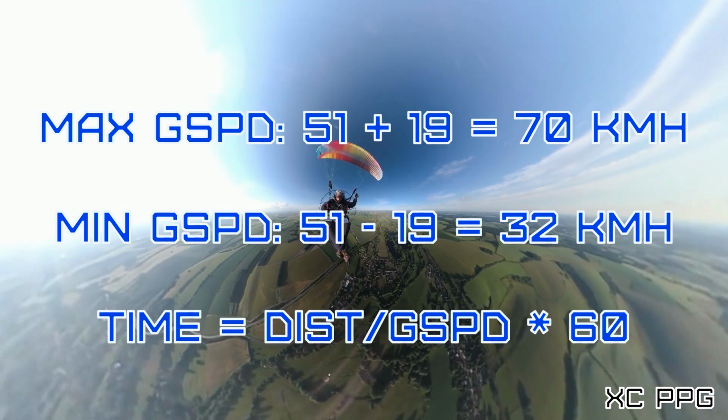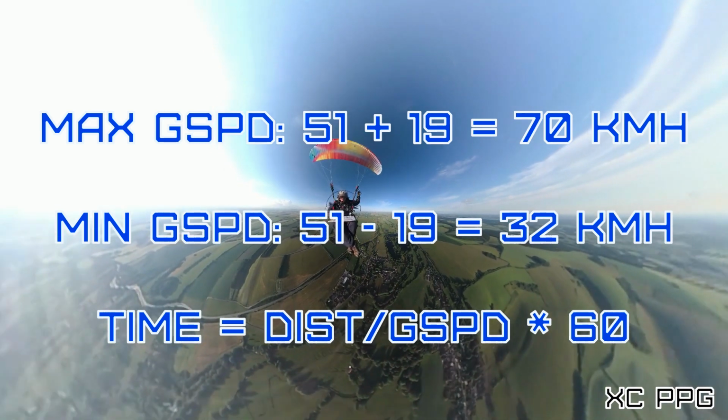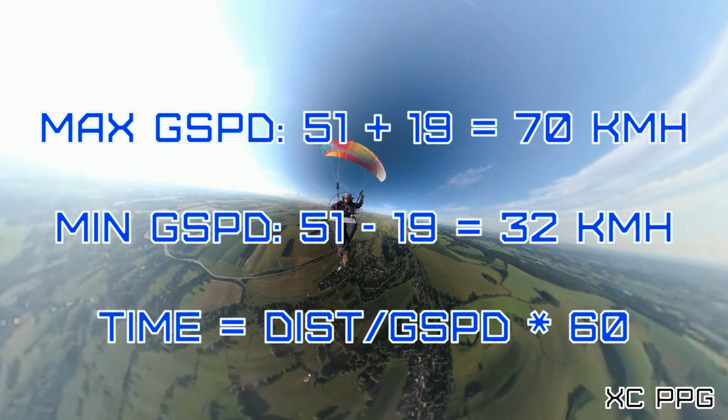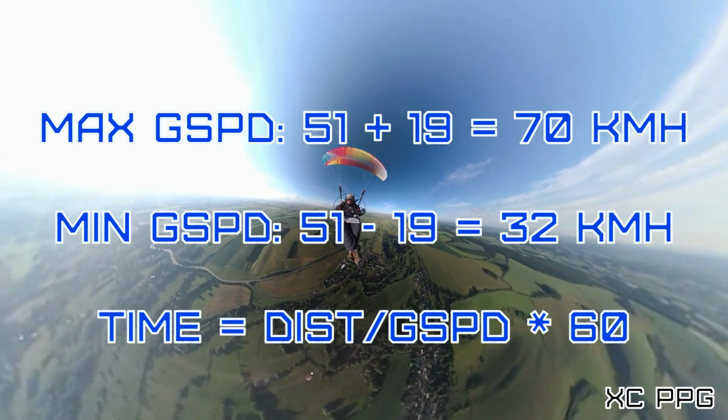The calculation that we need for today is time is distance divided by ground speed. So we estimate our ground speed bearing in mind the heading that we're on, and then we can work out the time based on the distance.